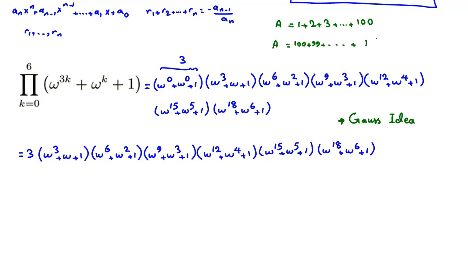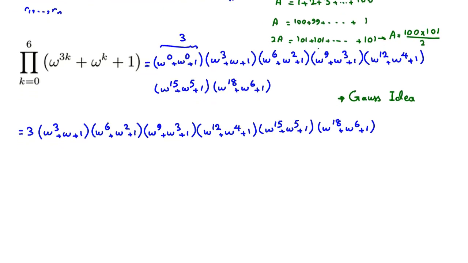Then if you add these two terms, 2A equals 1 plus 100, 101. 2 plus 99, 101. Plus up to 100 plus 1, 101. So A equals 100 times 101 over 2. We call it Gauss idea. You consider first and last, second and second from last.